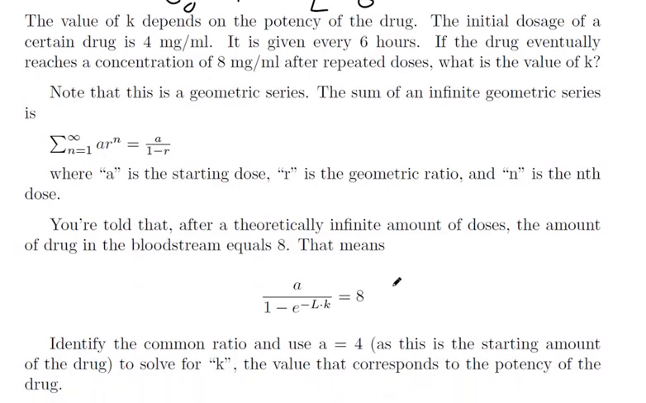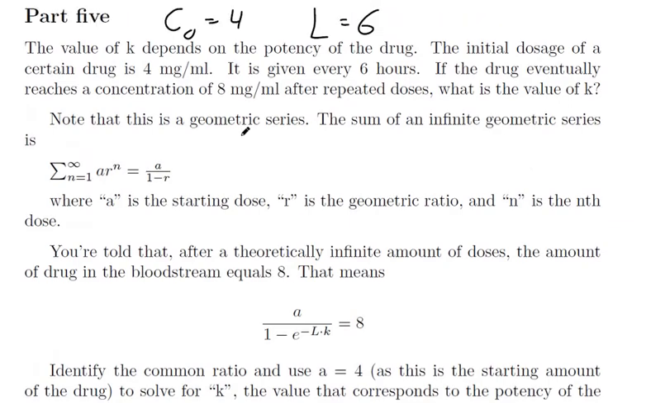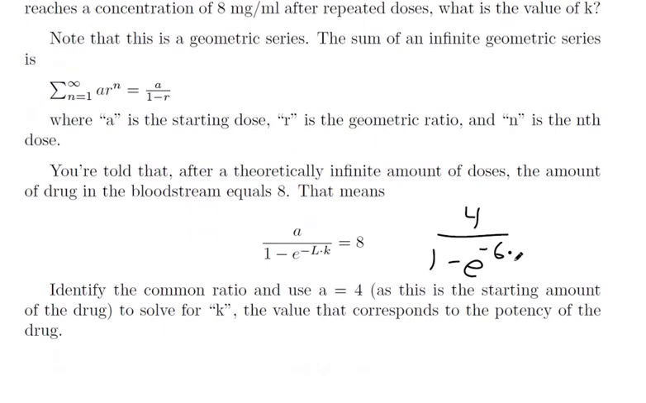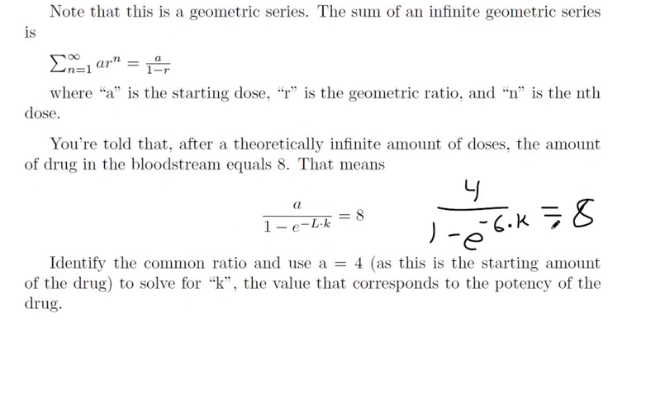So all you have to do is plug in the numbers. I'm given C sub 0, so the starting amount is 4. So in a geometric series, I spell it out right there. A is 4. L is 6 in my problem. I think it's different for your problem. We need to know what k is, so that's a variable we're trying to solve for, and it should all equal 8. So we just have some pre-calculus style algebra to do.